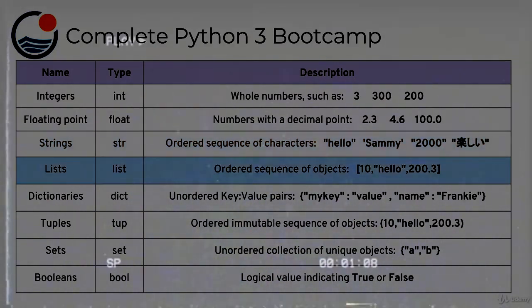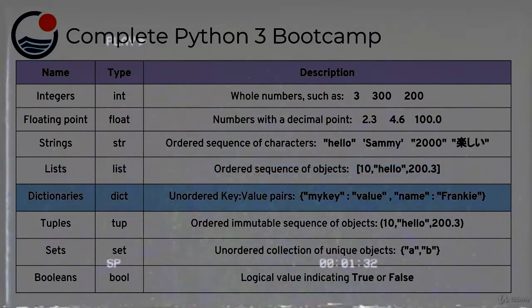Then we come to data structures, and data structures are a little more specialized than basic data types and data objects because they can actually hold data objects in some sort of sequence or in some sort of mapping. Here we have lists, and these are an ordered sequence of objects. We use square brackets and commas to have a sequence of other objects, such as the number 10, the string hello, and then the number 200.3.